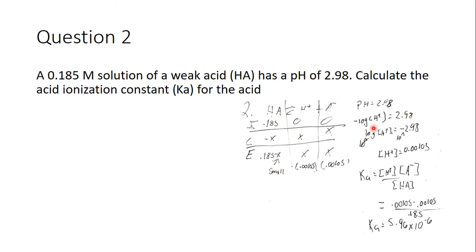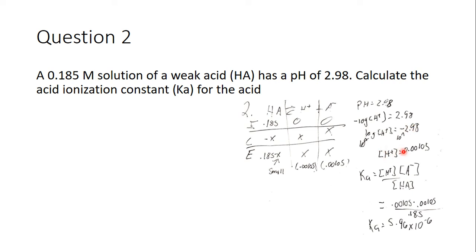Now, when we're taking the log of a variable, I cannot touch that variable until I get rid of this log. The way to get rid of a log is you raise each side to the power of 10. So 10 to the power of something that's a log, they cancel out and you're just left with your variable. So H plus equals 10 to the power of negative 2.98.